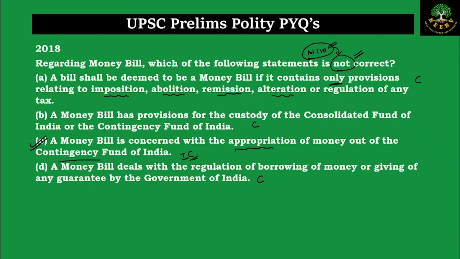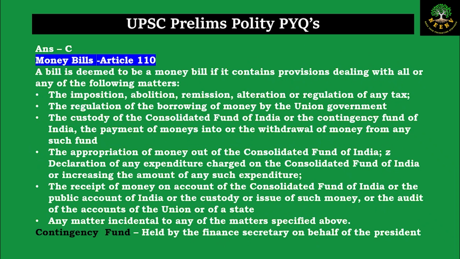Let us look at the in-depth explanation. The provisions with respect to money bill are mentioned in Article 110 of the Constitution. So a particular bill, if it has to be certified as a money bill by the Speaker, it has to contain any of the provisions or all of the provisions. The particular bill has to do something with the imposition, abolition, remission, alteration or regulation of a particular tax. Or it has to deal with the borrowing of money by the central government, or it has to deal with the custody of the Consolidated Fund or the Contingency Fund, or the payments of monies into these particular funds or withdrawal from these particular funds.